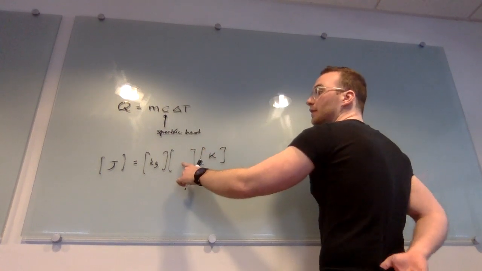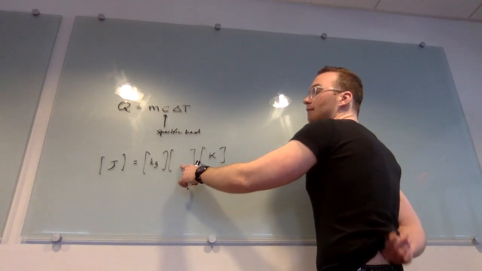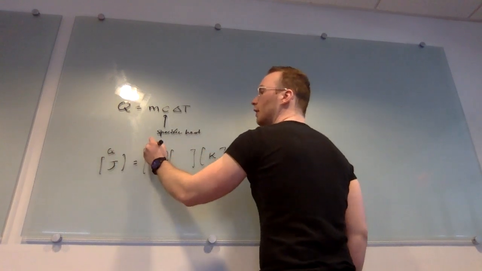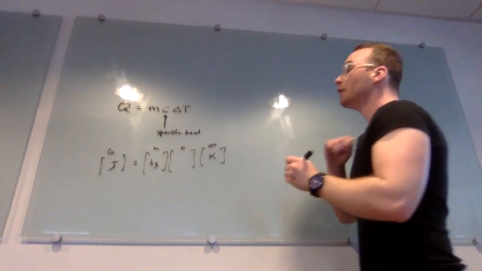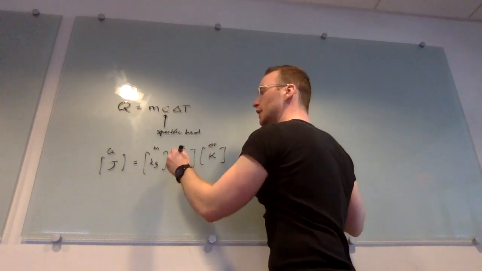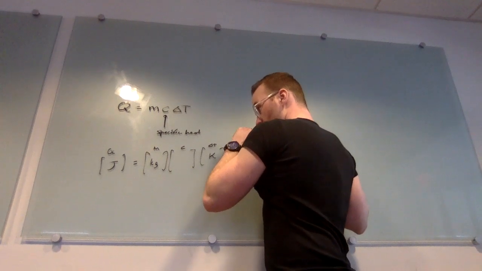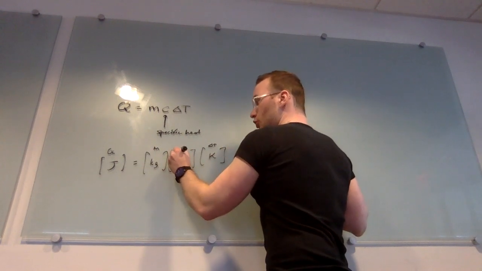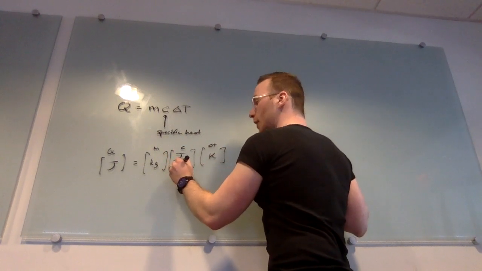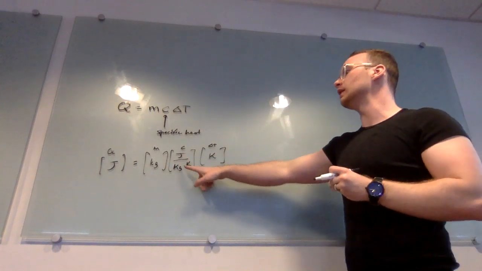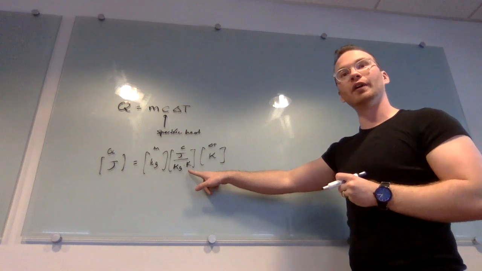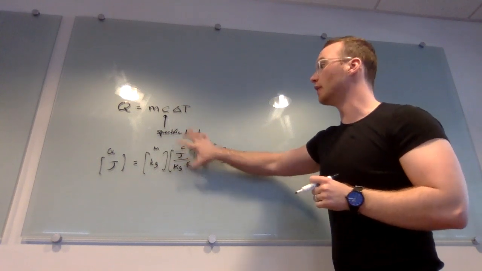So therefore, this specific heat C must have units of, I'll write it again, m, C, delta T. So C, the one that goes in here, must have units of what? Well, it has to be joules per kilogram Kelvin, exactly. So if they tell you the specific heat is joules per Kelvin, you know that it can't go in this formula.